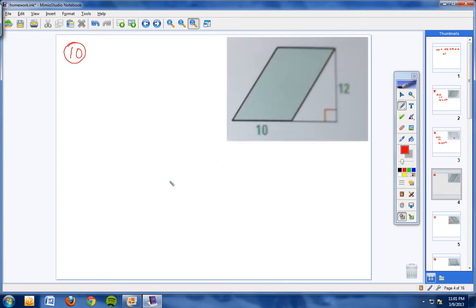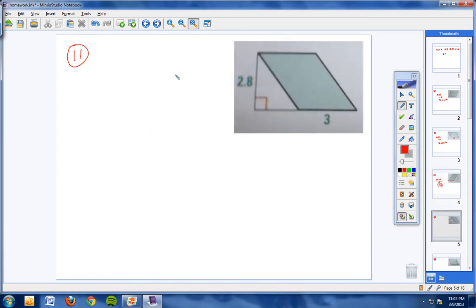Okay. Number 10, we're going to find the area of this parallelogram. Well, in order to find the area of a parallelogram, it's base times height. The base of this parallelogram is 10, and the height of this parallelogram is 12. Now they could have written that 12 right here on the inside if they wanted to, and put a little right angle and put a 12 here. That would have been fine. They chose to put the height on the outside of the parallelogram, 12, and your height is 12. So your area is 120 square units.